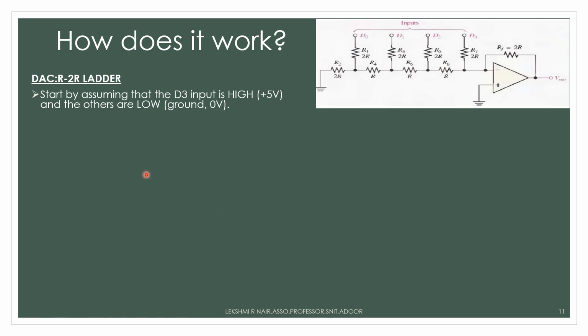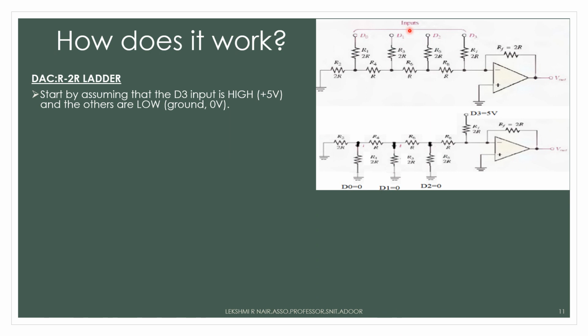So, we are starting explaining the working by assuming that D3 input is high and the other inputs are low. So, D3 input is high and all other inputs are low. So, the circuit will be like this. D3 input will be high. The level high can be represented by a 5 volt source. Then all other input will be low. It will be like this.